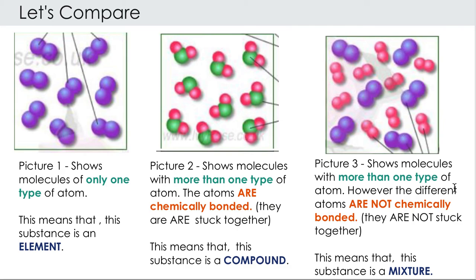Here, picture number three shows molecules with more than one type of atom. However, the different atoms are not chemically bonded. They are not stuck together. This means that the substance is a mixture, okay? So we have a mixture right here. This is what a mixture looks like, where you have the different molecules, but they are not chemically bonded, like in picture two. All right, and then I'll show you another picture next. Make sure to pause the video and copy these notes.